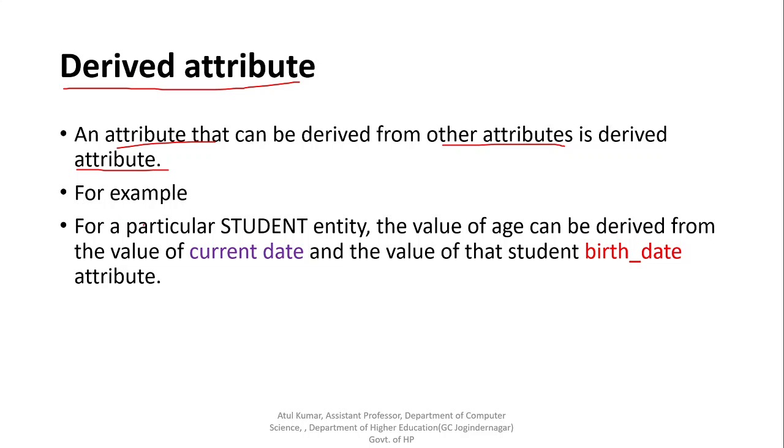For example, for a particular student entity, suppose we have an entity named student, the value of age, so age in a particular student entity, age is the attribute, and we can derive the age by finding the difference between the date of birth and the current date attribute. So we can derive the age attribute from the other attributes, current date and birth date. So the age is also called a derived attribute.